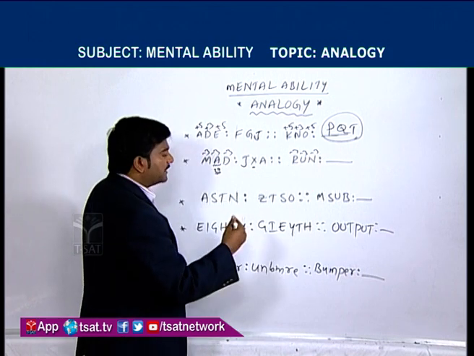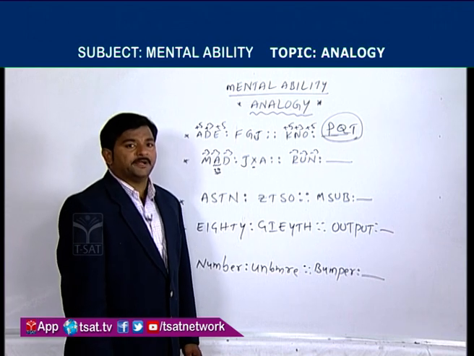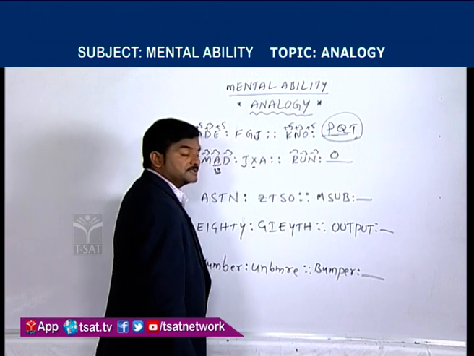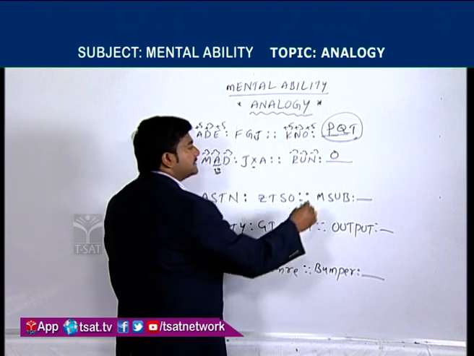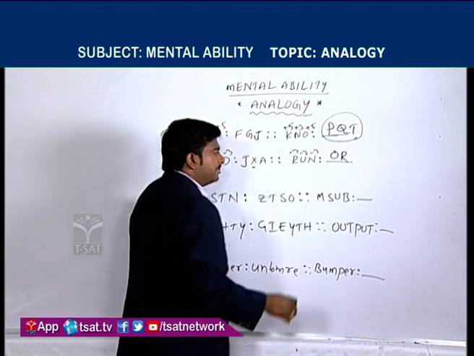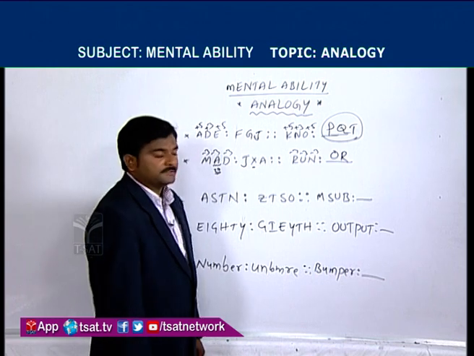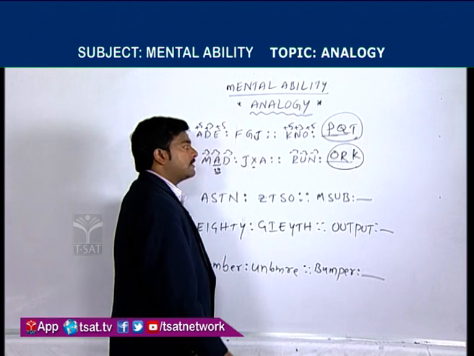Similarly, apply the same concept further also. R means 18. 18 minus 3 means 15. 15th one is O. U means 21. 21 minus 3 means 18. 18th one is R. Similarly, N. N means 14. 14 minus 3 means 11. 11th alphabet is K. O, R, K. Hence, that is the answer for that.